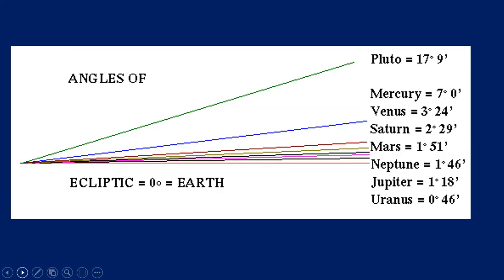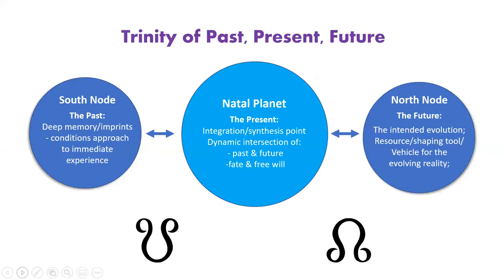But the planetary nodes are not typically at that exact opposition point. And as a matter of fact, Mercury and Venus, the inner planets, don't travel very far away from the sun, and there are 2 times of the year when the north and south nodes of Mercury and Venus will be conjunct. All right, so here we have the trinity of the past, present, and future.